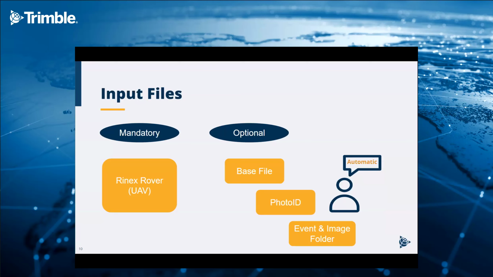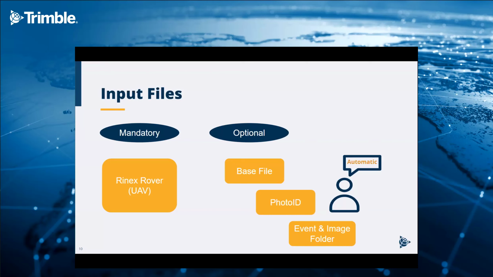Optionally, you can provide your own base file if you have one. Alternatively, the engine will automatically try to find a base file and process the data, for instance. You can supply your photo ID file. A photo ID file is basically a file that contains the timestamps of the image trigger moments and an image number. So that's important for the app to get.